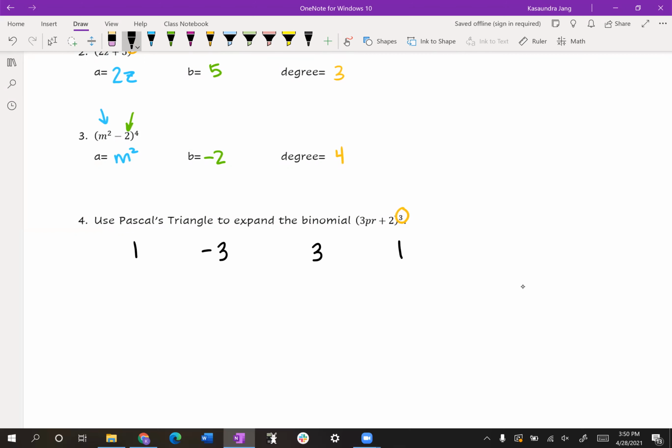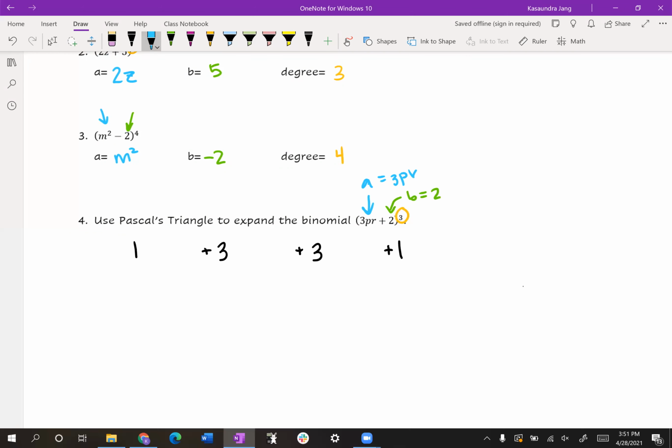All right, I'm going to add all these guys. Okay, so those are the coefficients. Now, the A and the B, let's identify the A and the B. The A in this case is 3pr, and the B is a positive 2.